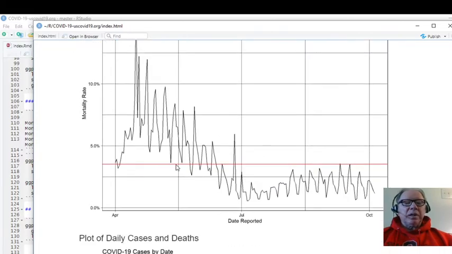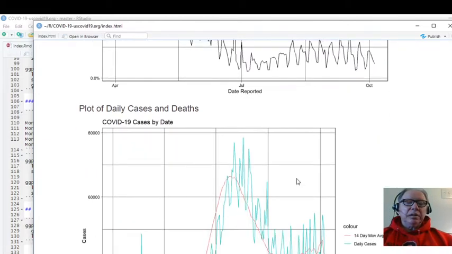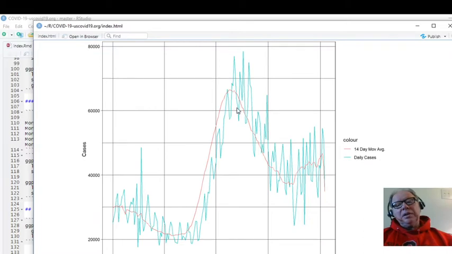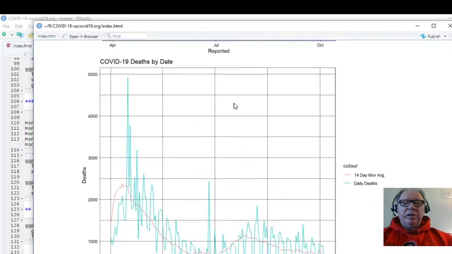This is the mortality rate. So if this is 2.5, this is maybe 3.2. As you can see, from about here onward, we're staying at or below the average mortality rate. And you can see here, cases declined for like 7 weeks before spiking back up a little bit. Still not remotely close to this number here.